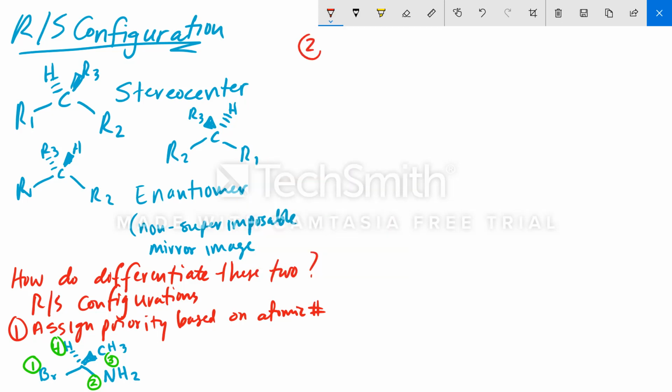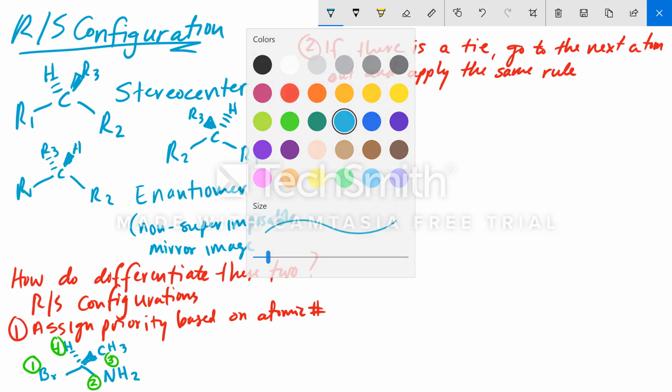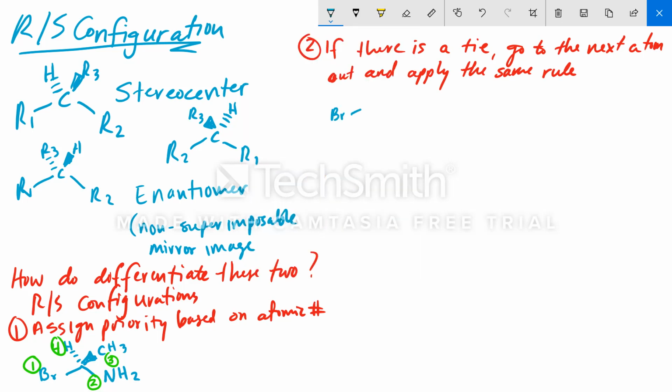The next step deals with if there's a tie. If there is a tie, we go to the next atom out and apply the same rule. So let's draw another molecule, something that we can apply this rule to. If we have the same bromine bound to, this time, a CH2 bound to an amine group, and up here we have a CH2, CH3, ethyl. And then lastly we have a hydrogen again.